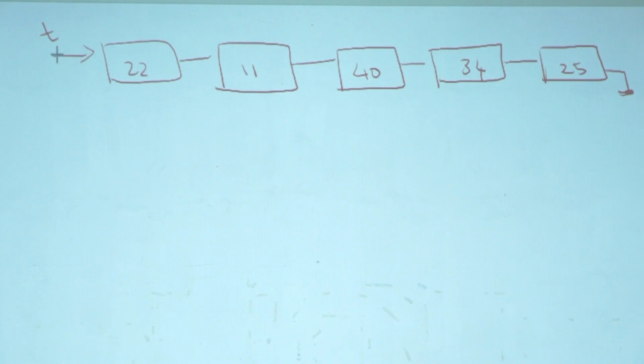I will say, is T equal to null? No. Is T's next null? Who is T's next? This is T. T's next is pointing here. So T's next is not null. Then what will I say now? So I'll come to the last else part. T's data, 22. T has two parts, right? Data and next. So T's data is 22.